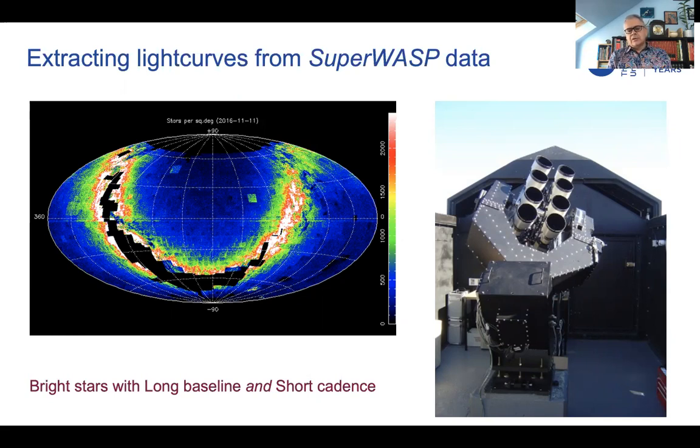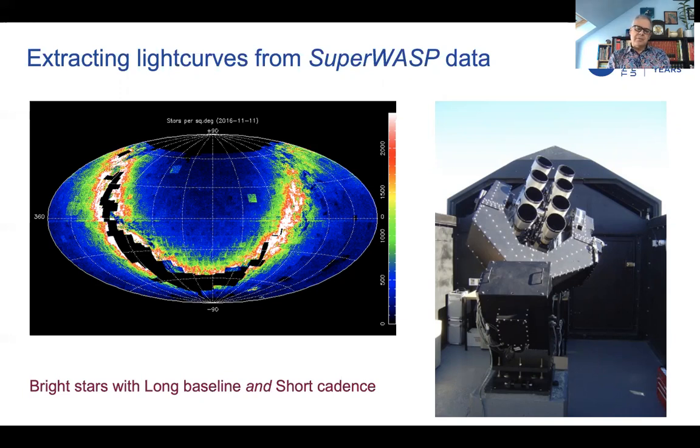And in fact, SuperWASP didn't observe the very densest parts of the Milky Way because the stars are simply too close together to be resolved individually with these rather small telescopes. But nonetheless, over the rest of the sky, over the course of about 11 years, we observed over 30 million stars, many times per night, night after night, month after month, year after year.